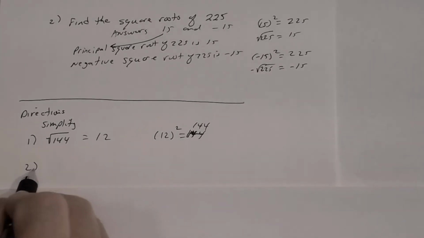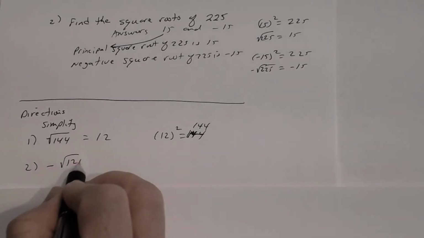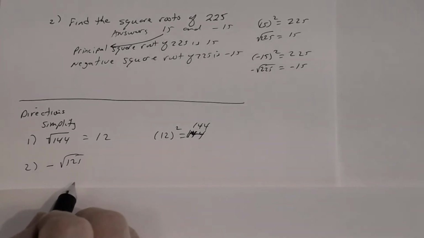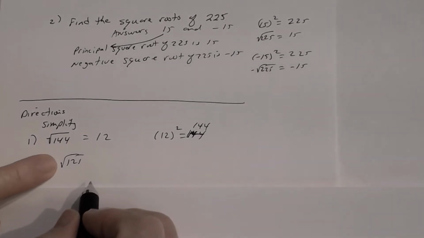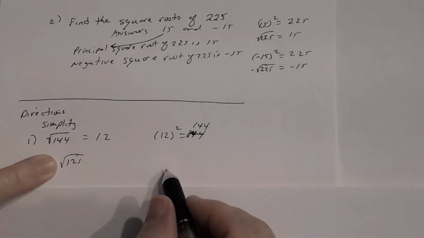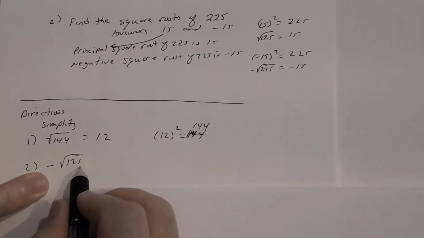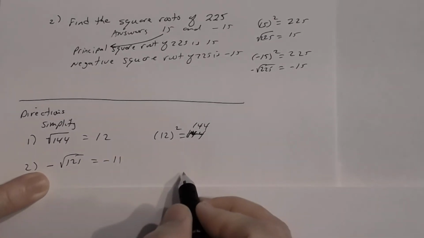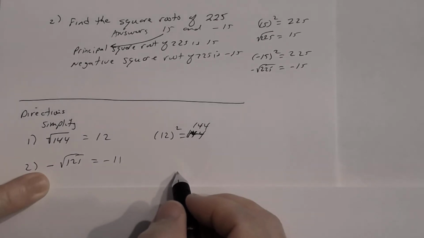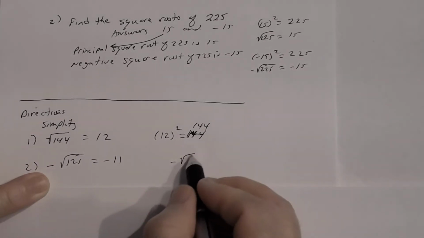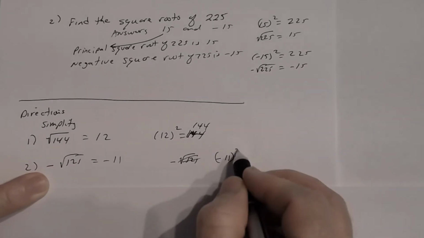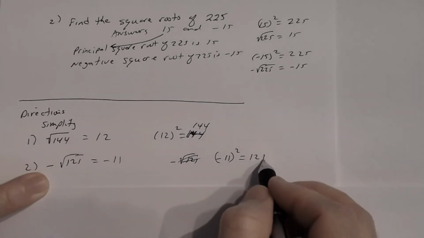And let's look at number 2. Let's suppose we had the negative square root of 121. So I want to find the negative square root of 121. First I'm going to cover this negative symbol up. So what number times itself is 121? Well, 11, right? So the negative square root of 121 will be negative 11, because negative 11 squared is still 121, the radicand.